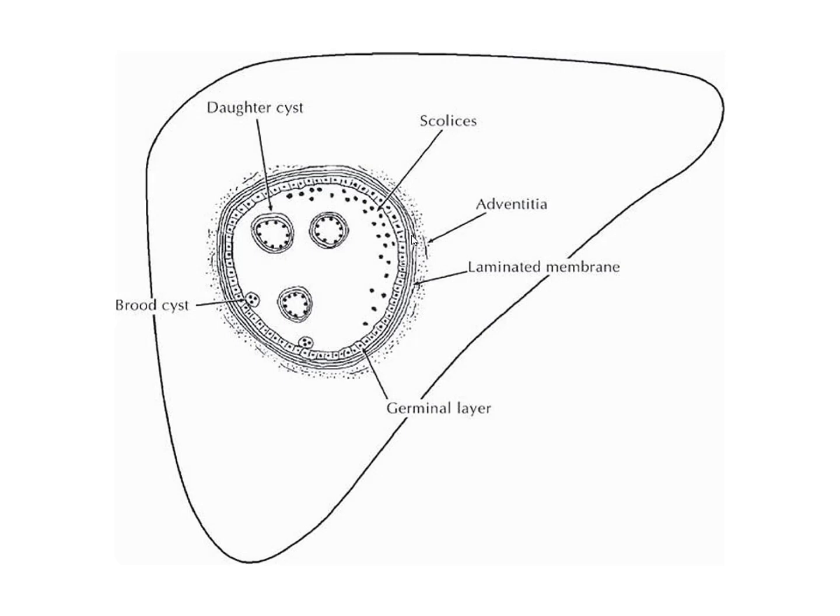These two membranes, as you can see inside, one is this laminated one, and the other one is called the germinal layer. So these two are the layers of the hydatid cyst. This laminated membrane is called the ectocyst, while the inside one, the germinal layer, is called the endocyst. And here you can see these are the daughter cysts.